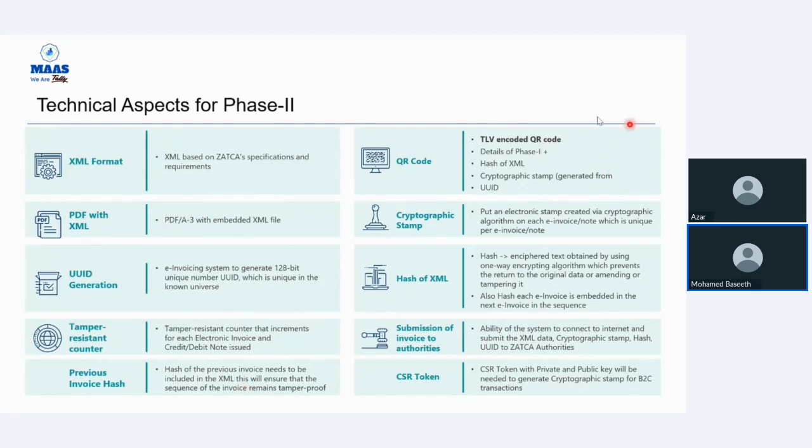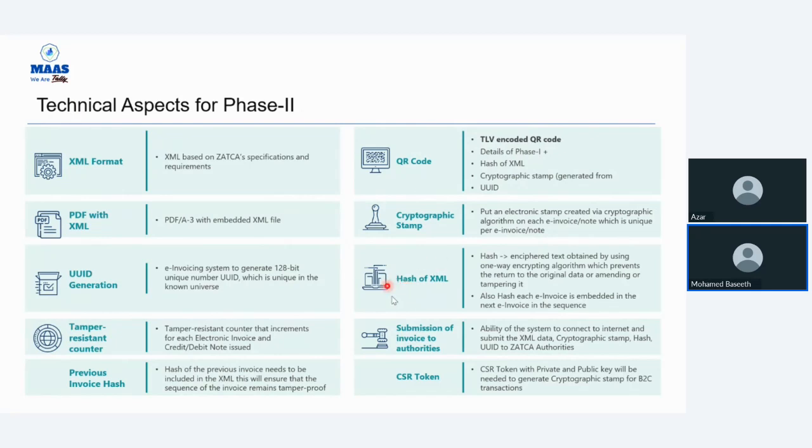And then we already saw details of the QR code that is going to change, along with the details of phase 1. And then we also saw what the cryptographic stamp is, in the beginning of the session, which is given to each individual machine as it generates, and it is a way to validate that the e-invoice which is generated is validated and is a genuine one.